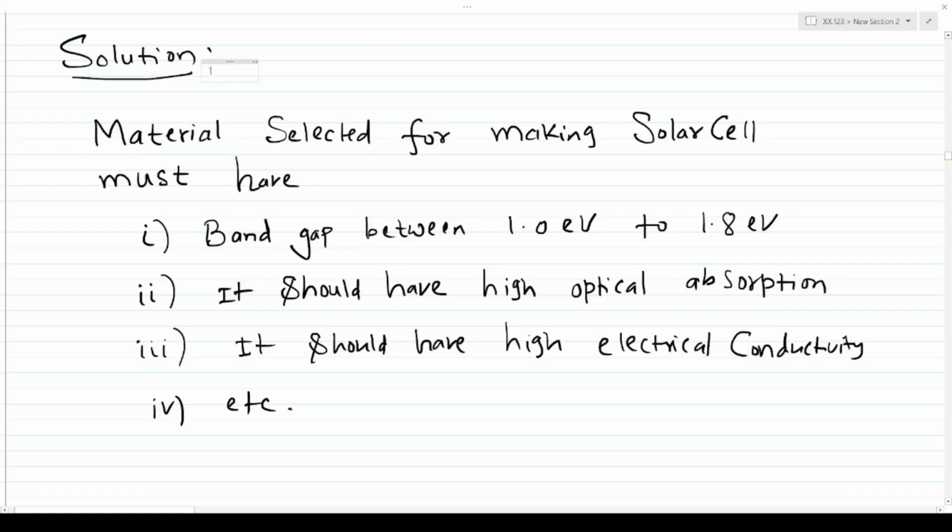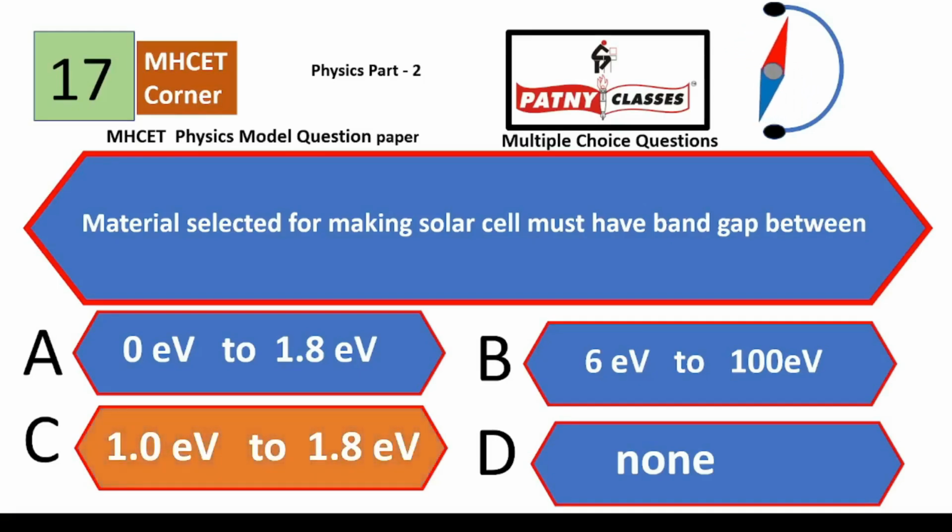Here is the solution. Material selected for making solar cell must have the following properties. First property, band gap between 1 electron volt to 1.8 electron volt. Second requirement, it should have high optical absorption, and the third one, it should have high electrical conductivity and more other properties. Therefore, the correct option is C. Therefore, we lock option C here. That is, material selected for making solar cell must have band gap between 1 electron volt to 1.8 electron volt.